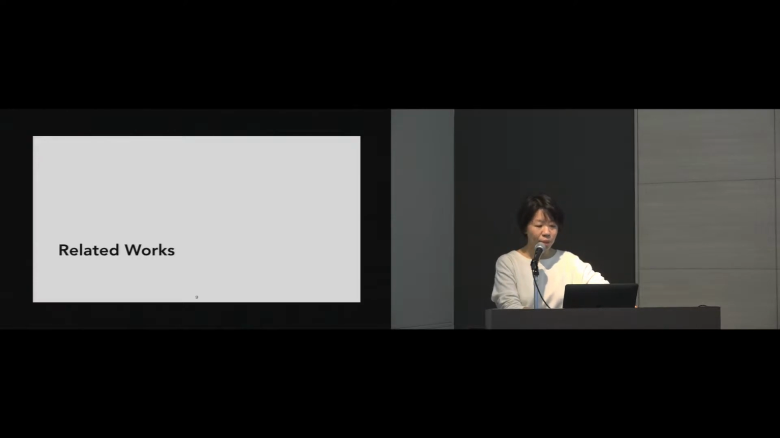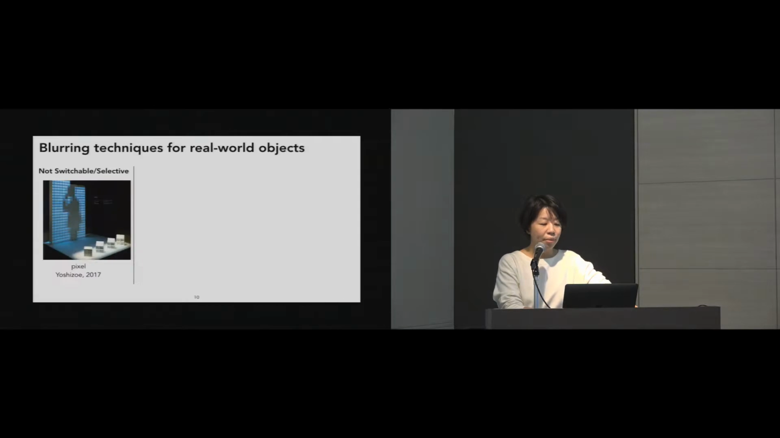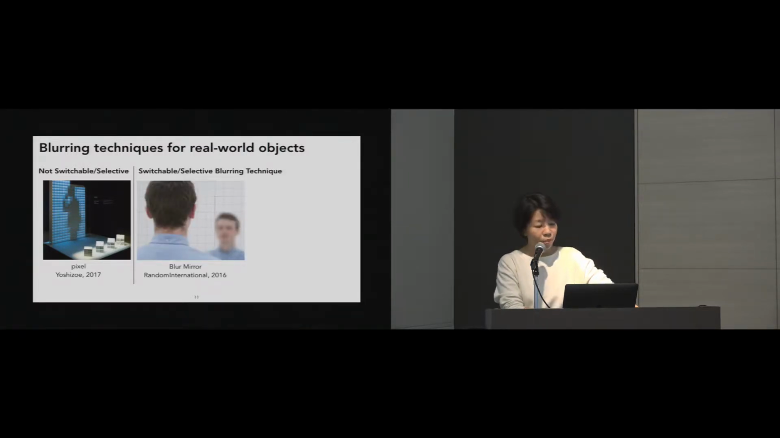Next, I'd like to briefly introduce related research before talking about Fairy in Pixel. As an example of blurring techniques for real-world objects, Pixel shows a blurred image on the opposite side to the light source, but the effect is not selective or switchable. Blur mirror blurs reflected images by means of vibrating mirrors. It uses a mirror to blur objects in the foreground. Fairy in Pixel, on the other hand, blurs what is behind the filter.